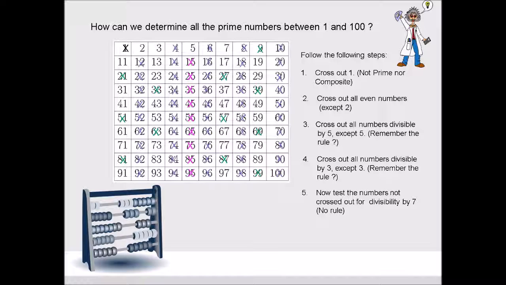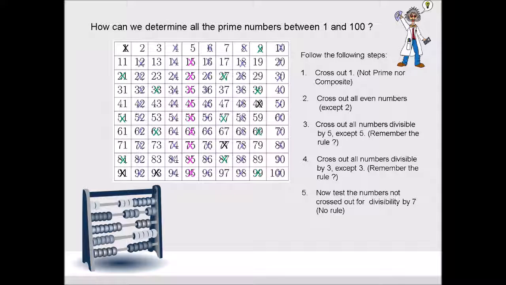The last thing to test is the 7. Unfortunately, as I said, there is no rule for 7. So the numbers that have not yet been crossed out, like the 11 and the 13 and the 17 and the 37 and the 49, all those you're going to have to test individually. And when you do that, the following numbers will be crossed out.